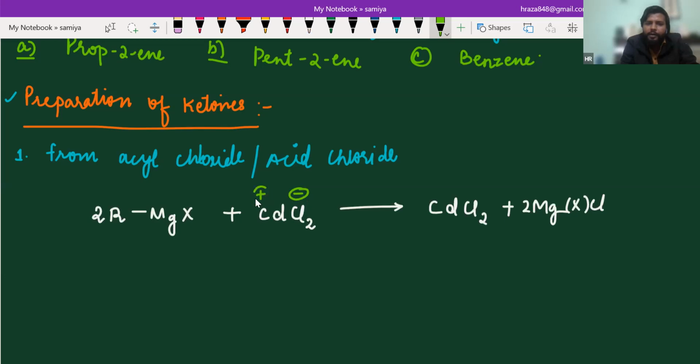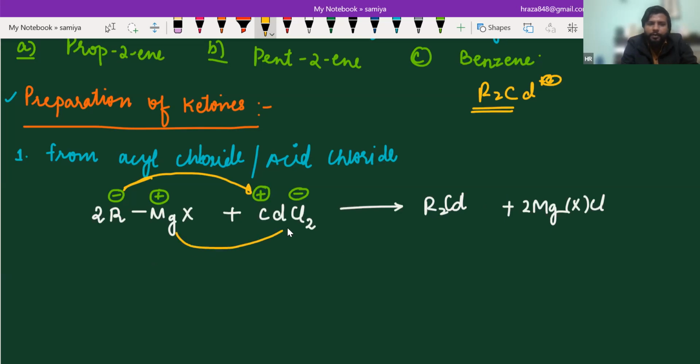It's very easy to understand. You know that chlorine is a non-metal, so it is electronegative. Delta negative will be here, and this will have positive charge. Again, magnesium will have a positive sign and this will have a negative sign. So this negative will go with CdCl2. Here we will prepare R2Cd, dialkyl cadmium. This negative will go with this positive, and you know Cd has +2 charge and R has 1 valency, so it will form R2Cd, and this will combine with 2 MgXCl.